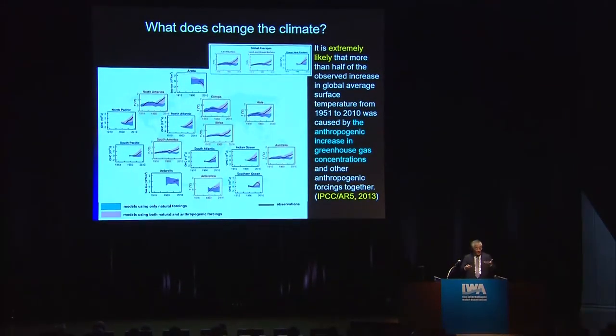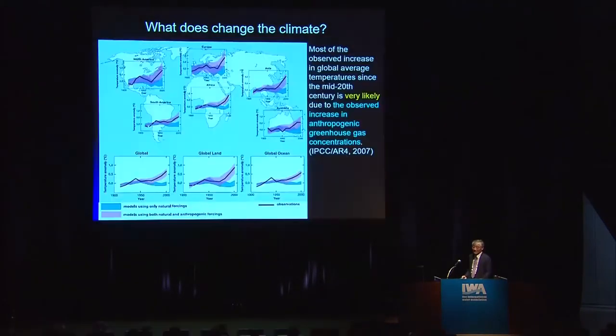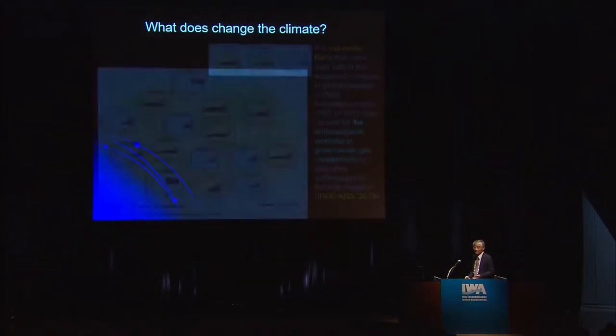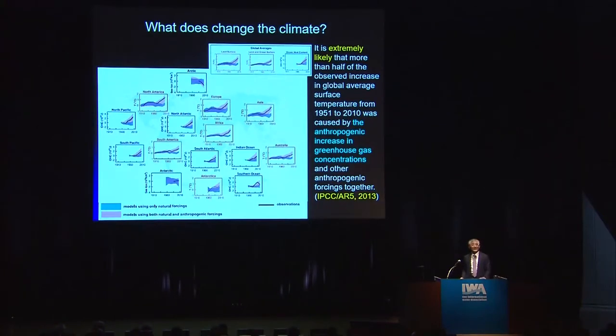By adding more advanced scientific results, the expression is now "extremely likely" that this is caused by the anthropogenic increase in greenhouse gas concentrations. That is different from 2000, when it was "very likely." This means more than 90% of the models show a similarity. And "extremely likely" means more than 95% of the models show a similar result. So this is also our result of the scientists' confirmation. So this change is caused by human beings.